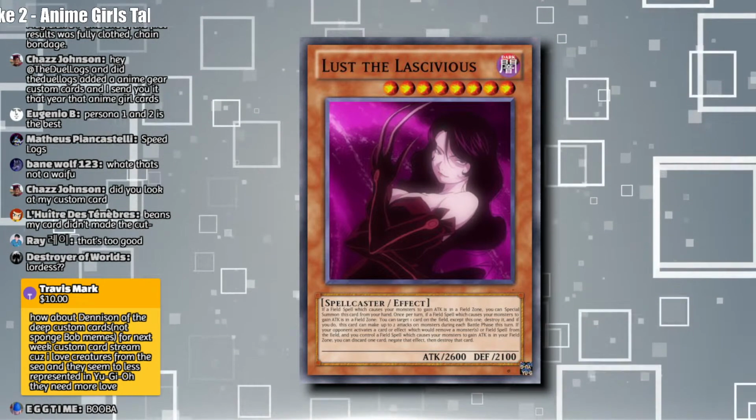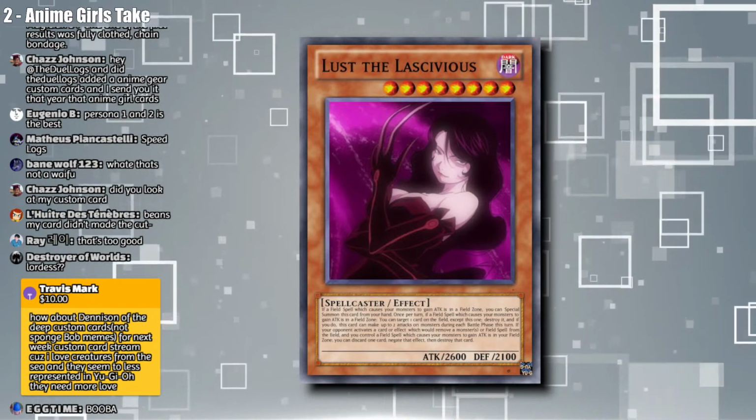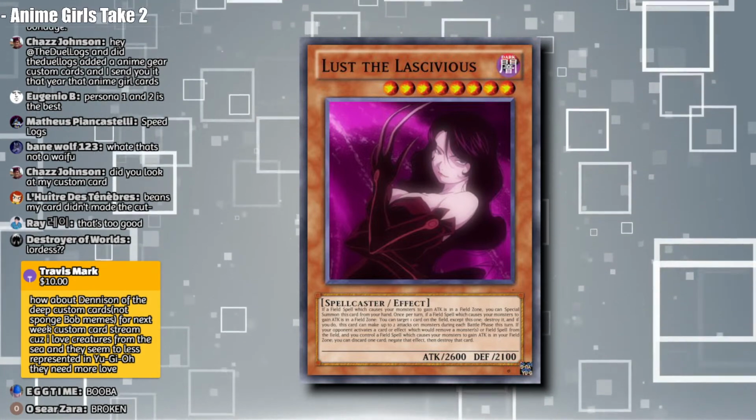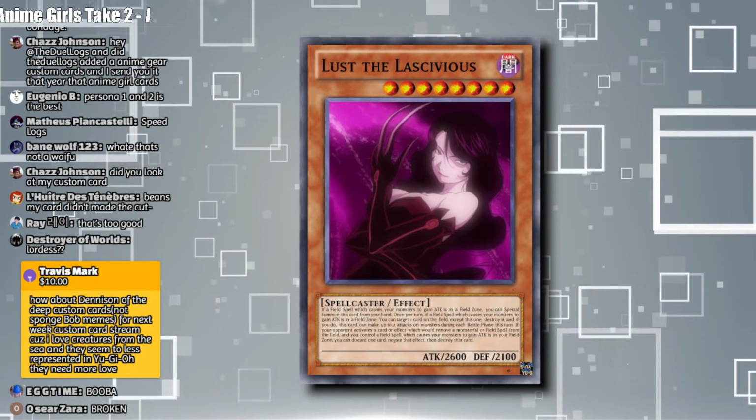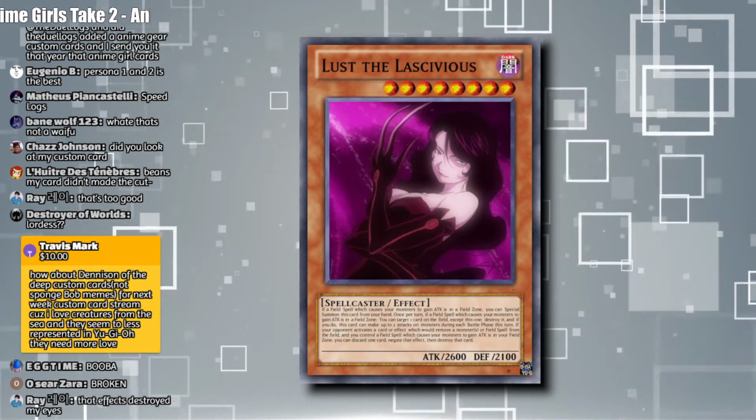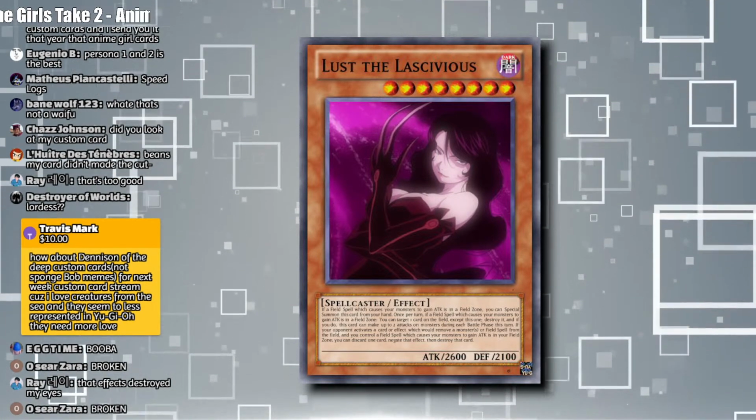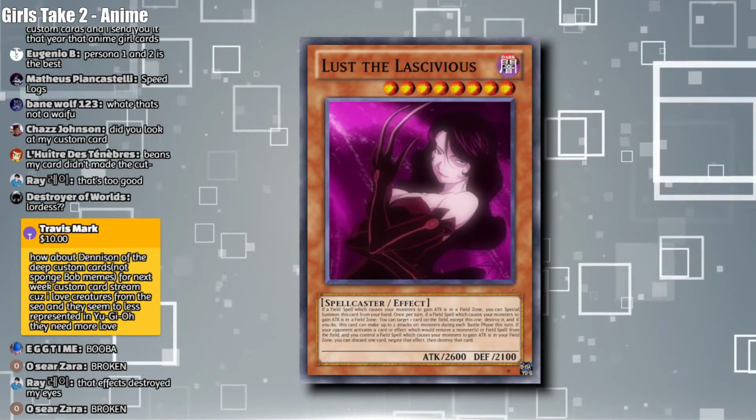How about the Denizens of the Deep custom cards, not SpongeBob memes, for next week's custom card stream? Because I love creatures from the sea, and they seem to be less represented in Yu-Gi-Oh! They need some love. Okay, Travis. I'll add that to the list.